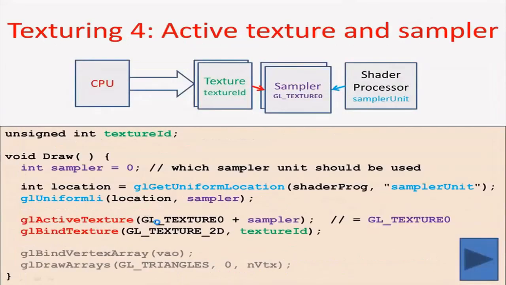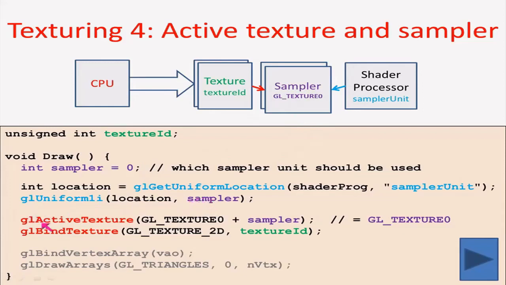When an object is rendered, we should select the active texture and also connect the shader processor to this texture via a sampler unit. The sampler unit variable of the shader program gets the ID of the sampler unit, which is 0 in this particular example. This number can go from 0 up to the number of sampler units available in our GPU, and this is at least 8, but typically much higher.